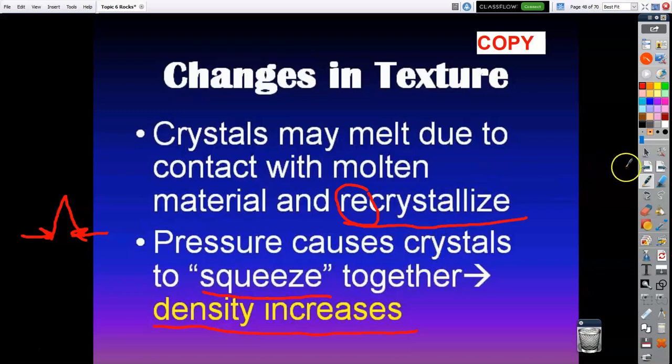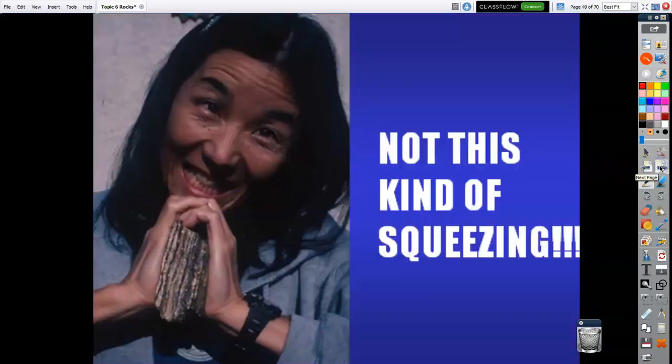So there's extreme amount of pressure. And this is supposed to be funny. Obviously not that kind of squeezing. I found that picture online. I thought it was funny.